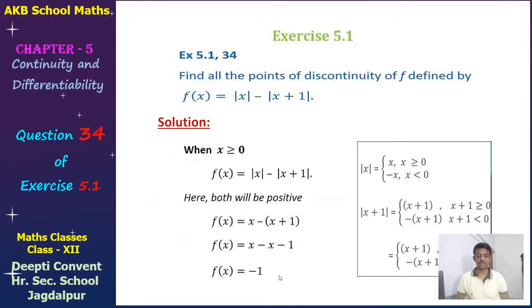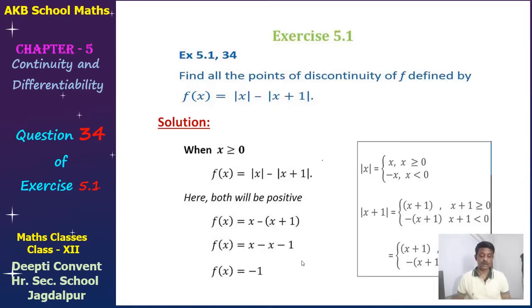Now another region is x greater than or equal to 0. Here x is greater than or equal to 0, so mod x equals x. If x is greater than or equal to 0, then x plus 1 is also greater than 0. Both will be positive, so x plus 1. Now solve it, minus 1. So f(x) equals minus 1 for this region.